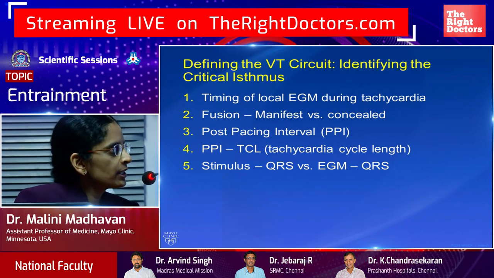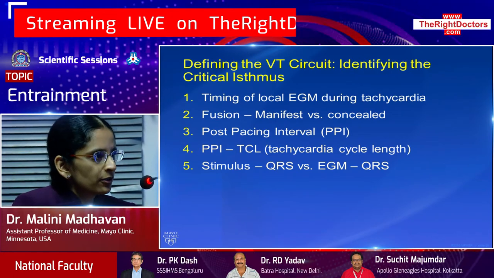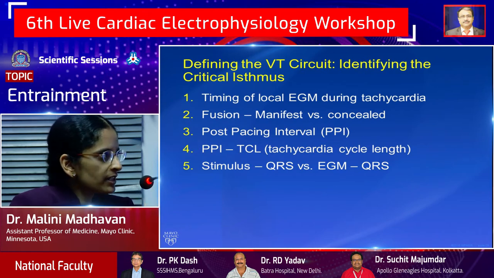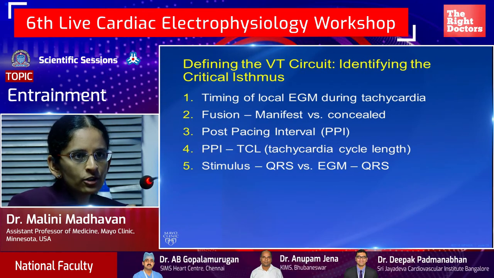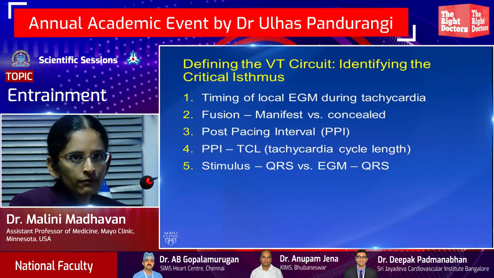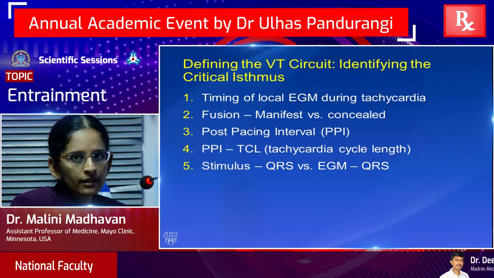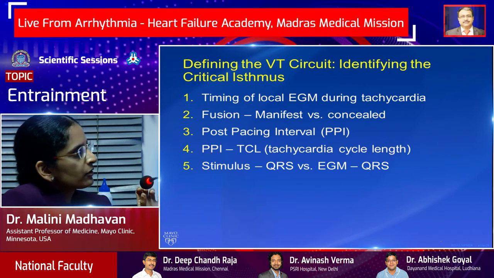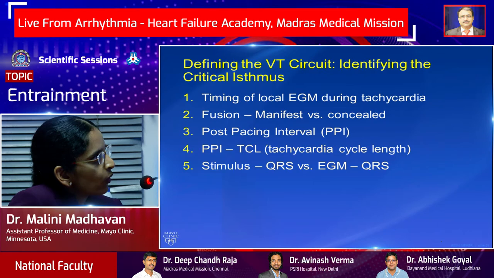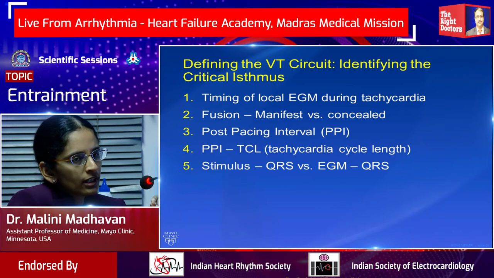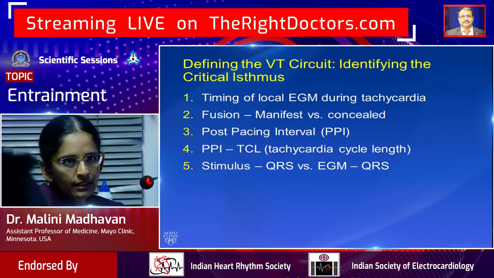So how do we use this to define whether we are within the circuit or not, and how do we use it to define whether we are at the critical isthmus or another site, like a bystander site, because that's going to be helpful in knowing where you're going to ablate a reentry, right? So far you know your tachycardia is reentry. Now you're going to determine which part of the circuit of reentry you're in, so you know where to go and ablate. So things to look for when you're doing overdrive pacing for this is, one, before pacing, what is the timing of my local electrogram? And we'll go over each one of these in detail, okay?